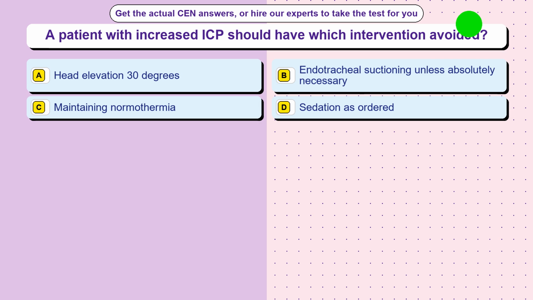Question 89. A patient with increased ICP should have which intervention avoided? Option A, head elevation 30 degrees. Option B, endotracheal suctioning unless absolutely necessary. Option C, maintaining normothermia. Option D, sedation as ordered.